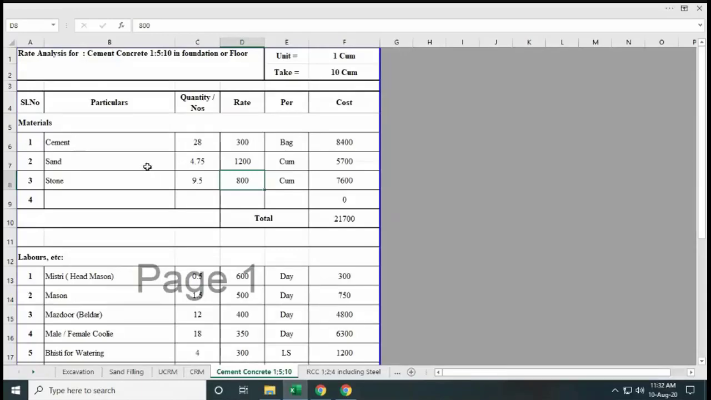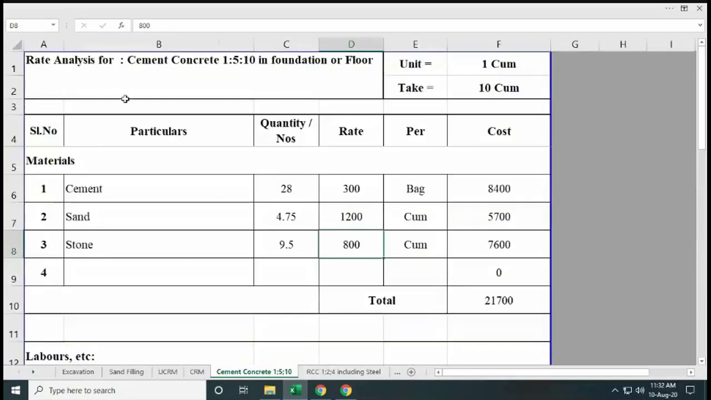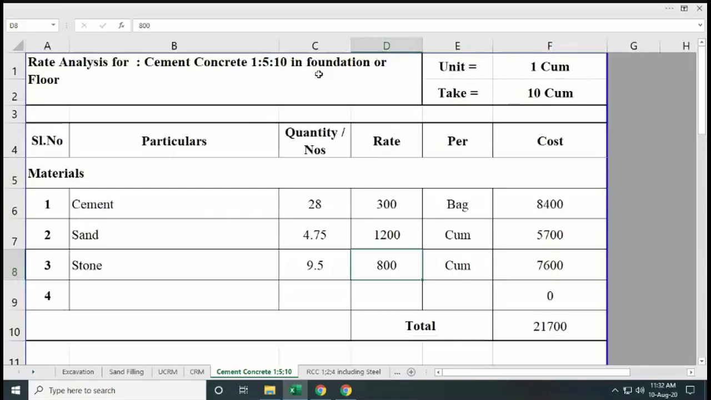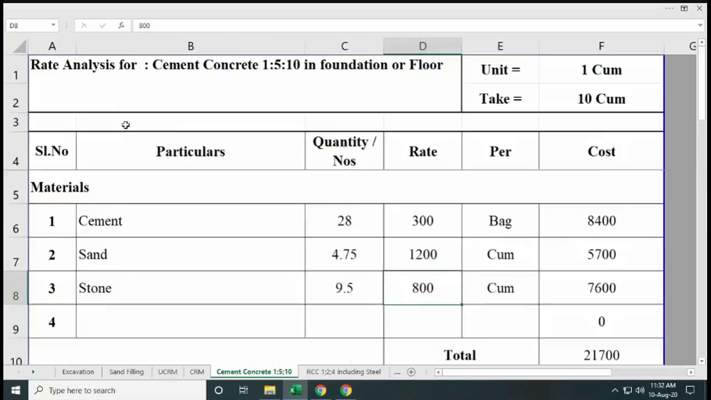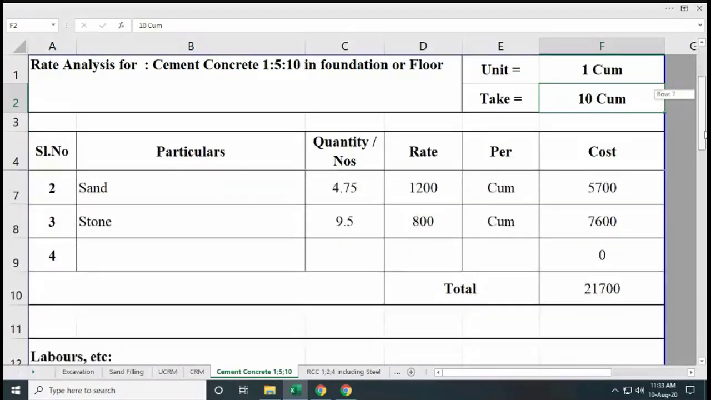We are going to calculate for cement concrete 1 is to 5 is to 10 in foundation or floor, the bed that we put. For that we will try to do the calculation. The unit is 1 cubic meter and we are going to do the calculation for 10 cubic meters.